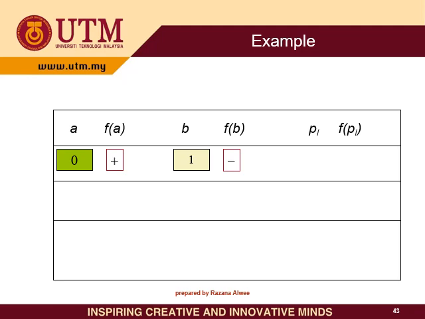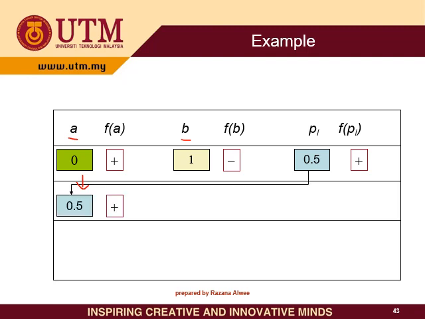Okay, as I mentioned, this is your previous A, this is your first B here. Then your first P, you got 0.5, which is positive. So which one you need to change? You need to change here, right? Because this is positive, so this one will change the A, become your A1. Then the B is the same.